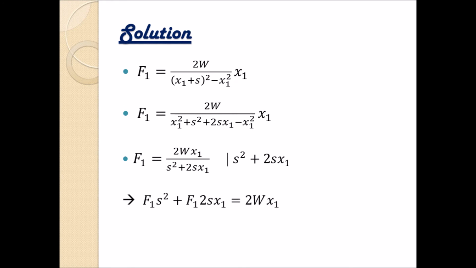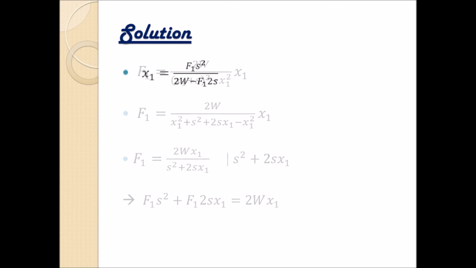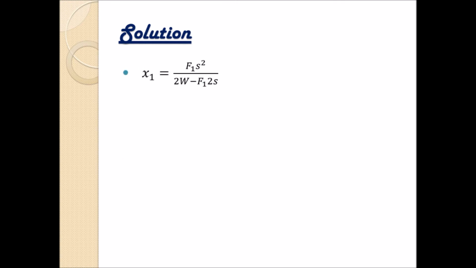And we know that x1 is the only variable we don't know anything about. It's exactly the variable we are looking for. So let's take the two terms that contain the variable x1 and put them onto one side of the equation and the remaining term on the other side, and then we can simply write x1 as f1 multiplied with s squared divided by 2 times w minus f1 times s.